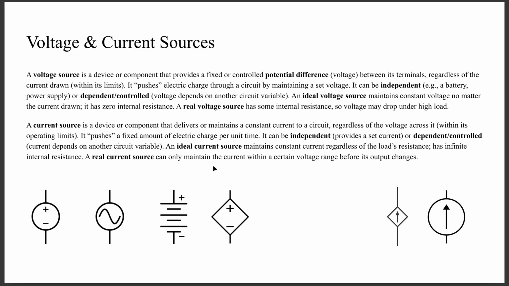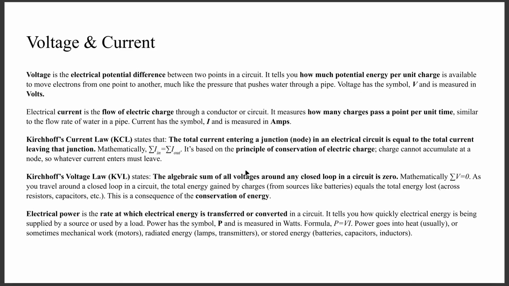An ideal current source maintains constant current regardless of the load's resistance. It has infinite internal resistance. A real current source can only maintain the current within a certain voltage range before its output changes.